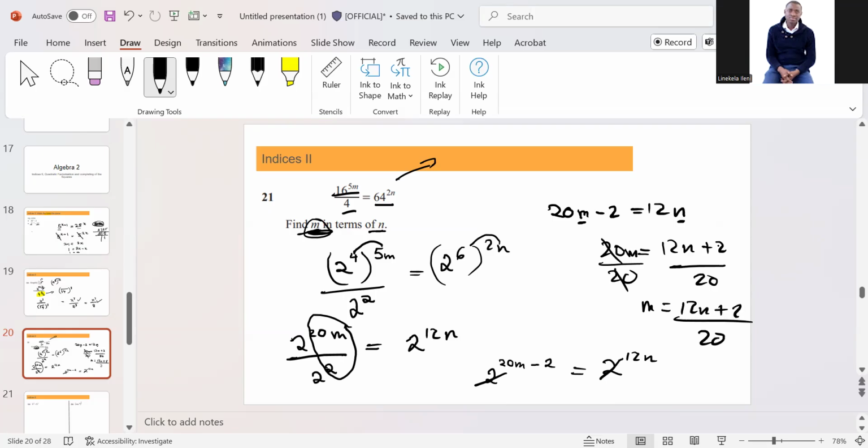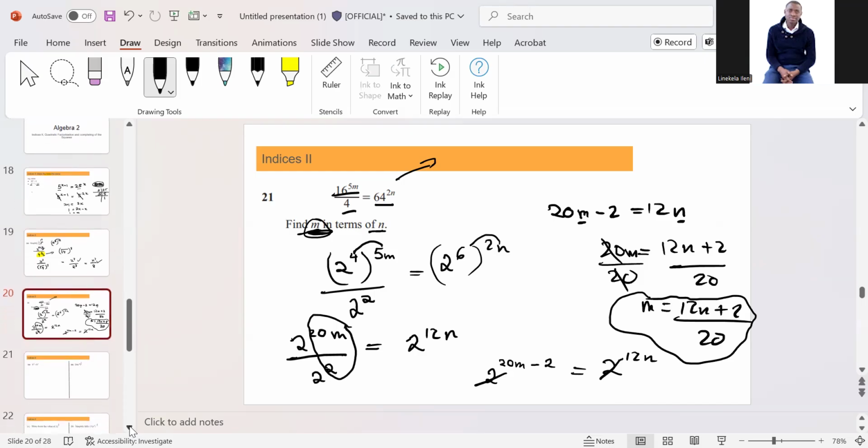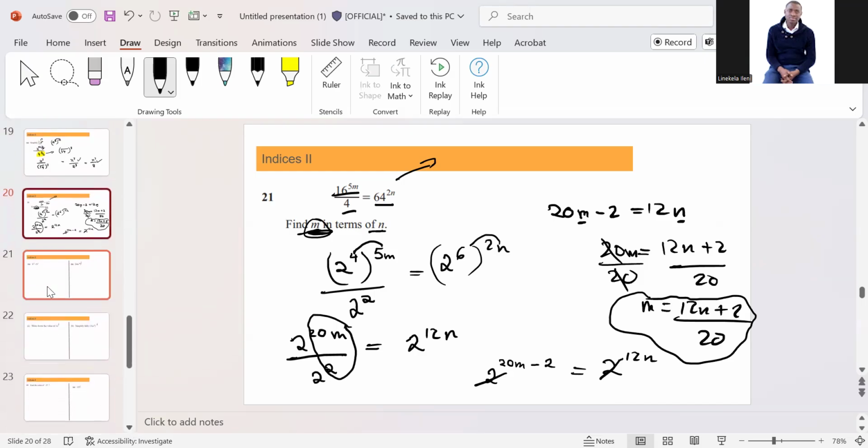Now, we could have also simplified this by dividing throughout by 2 to make it simpler, but it wouldn't make any difference as per se. So I think this could be then our final answer. All right. So that's just again another example of solving indices.